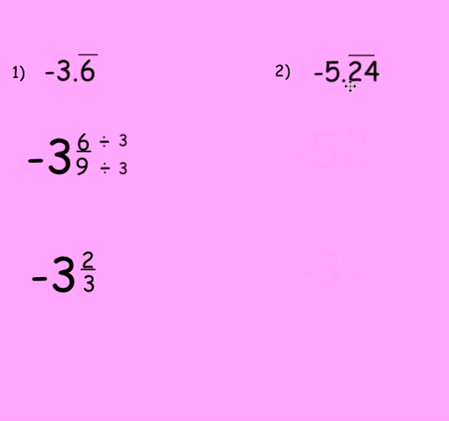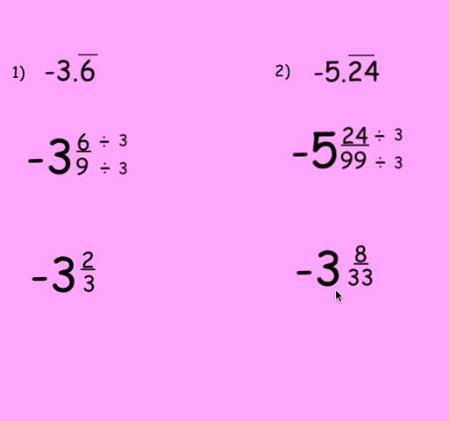Negative 5.24 repeating. Now if you notice here, we have 2 and 4 both being repeated. That's 2 digits, which means my denominator is going to have 2 9s. So negative 5 and 24/99. Simplify that, divide both the top and bottom by 3, and we get negative 5 and 8/33.